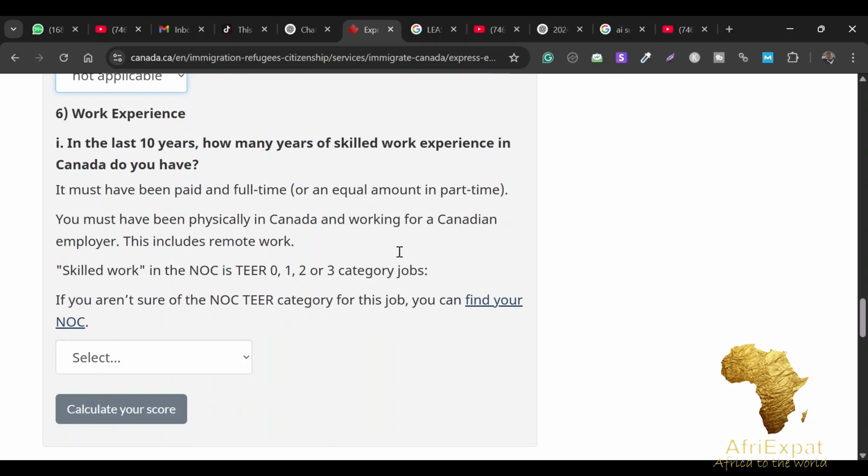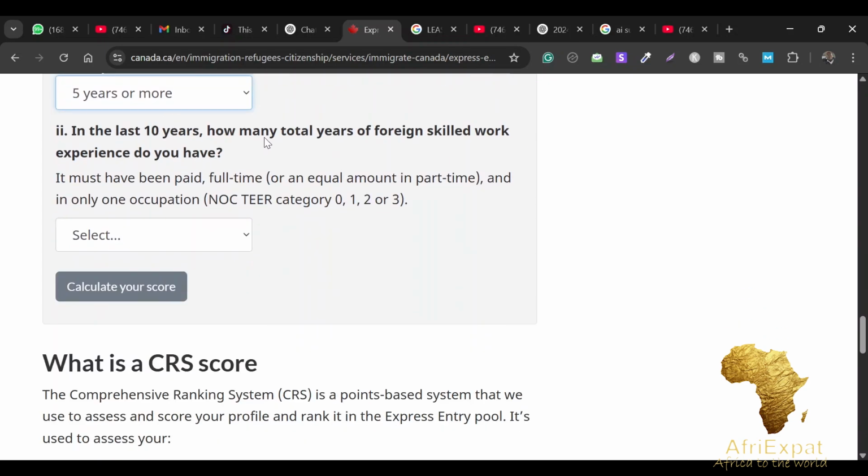Okay, work experience. So if you have any work experience in the last 10 years, you'll fill this. You input the details here. So let's say in the last 10 years, I had, let's just say, 5 years or more. Okay, so I will choose this. So in the last 10 years, how many total years of foreign skilled work experience do you have? Now, by foreign skilled experience, they are referring to the skills or the experience you have from your home country, not from Canada. Okay, so if you are from Nigeria, the experience you have from Nigeria. Okay, so let's say I have 3 years or more.